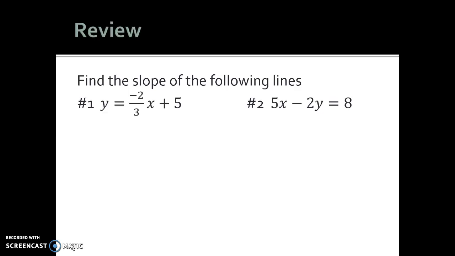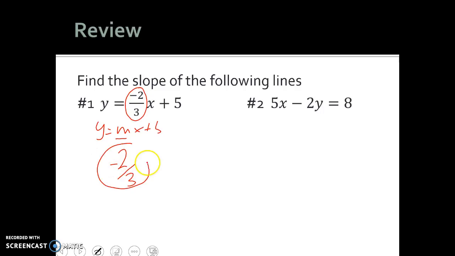That's in slope-intercept form. We have y equals mx plus b, and so the m is our slope. So in this case, our slope is negative 2/3. So if there is an equation that is in slope-intercept form, it's really pretty easy to figure out what the slope is. We can just look at the m value.